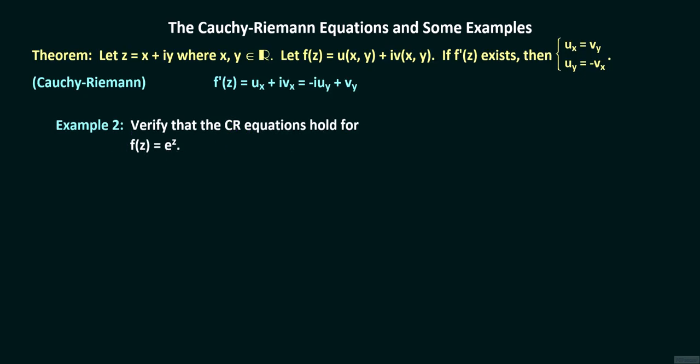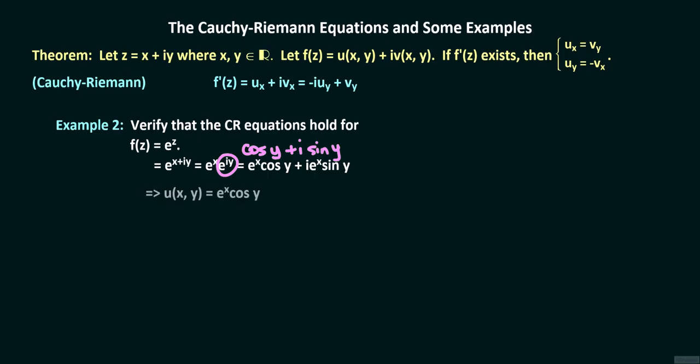For example 2, we verify the Cauchy-Riemann equations for f(z) = e^z. e^z equals e^(x + iy), which is equal to e^x times e^(iy). By Euler's formula, e^(iy) equals cos y plus i sin y. Therefore, f(z) equals e^x cos y plus i e^x sin y, so that u equals e^x cos y, and v equals e^x sin y.